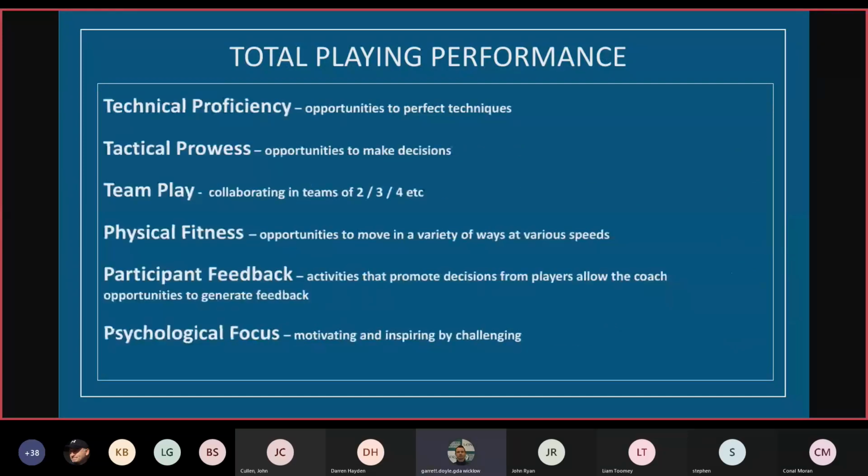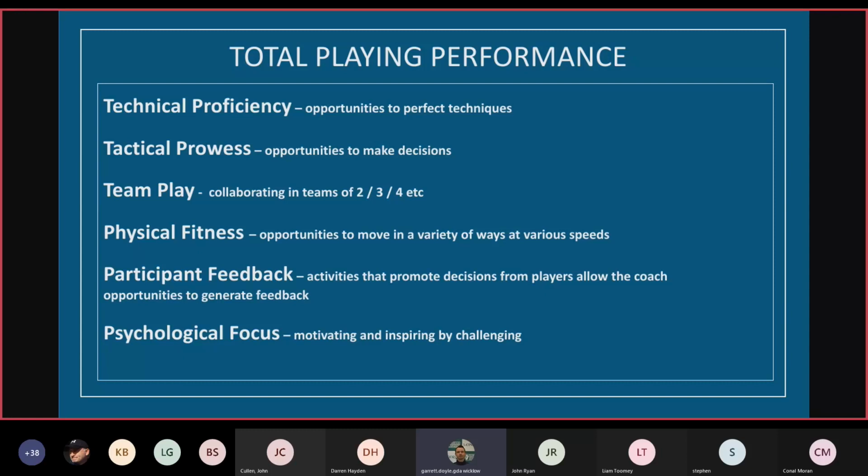So just to recap again, technical proficiency, the key thing there is provide them with opportunities to perfect the techniques of all the skills. Okay, tactical prowess. So building on their ability to perform the skill, give them opportunities to make decisions to use that skill in the right way at the right time. Team play, so we're trying to create collaboration in teams of two, three, four, five. Physical fitness, so activities that give them opportunities to move in a variety of ways at various speeds.